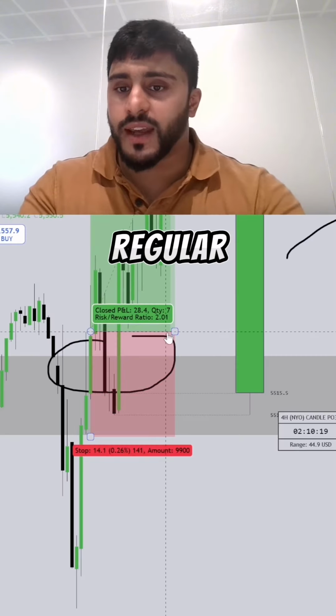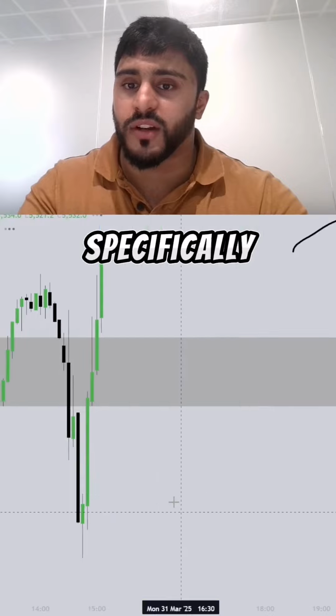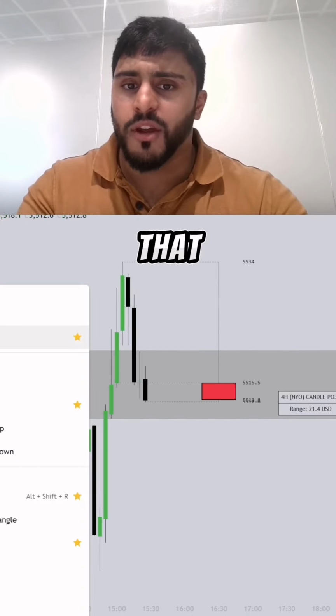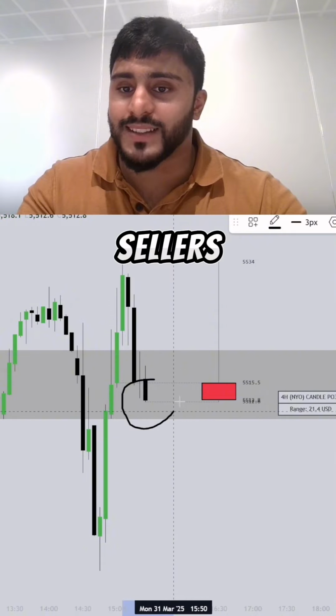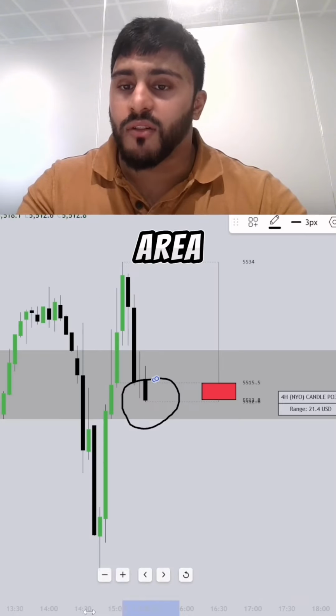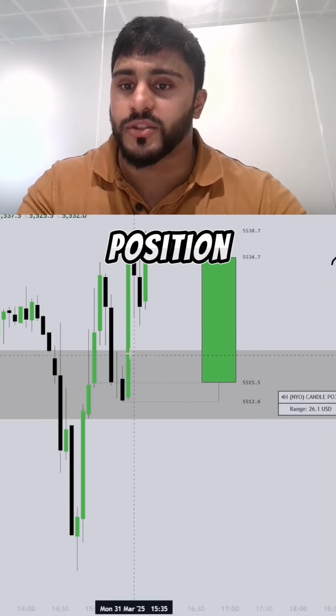So when we go back to the regular candlestick chart, what we can see if we break down my entry model, right? My entry model shows something very specifically where we've had a break above and now we're waiting for price to come back into this area. Now that price has come into this area, we're reading that sellers are failing in this area. And this is exactly where the sellers have failed in this area, right? From here, because the sellers have failed, we can now look for buys, right? So we can now take a long position from this area.